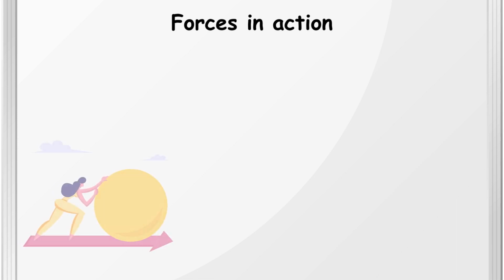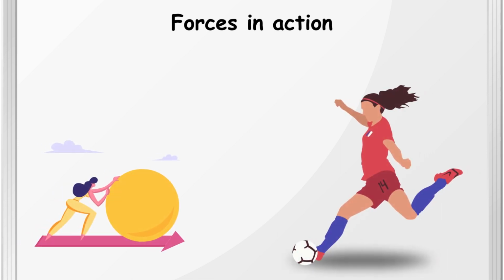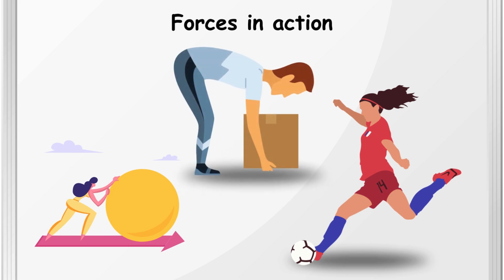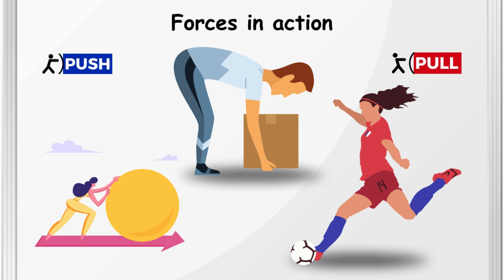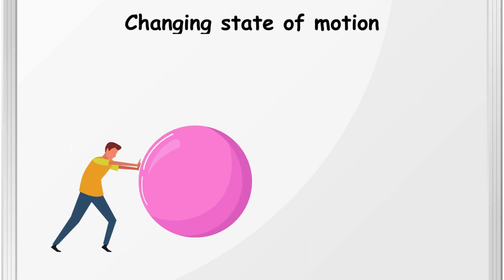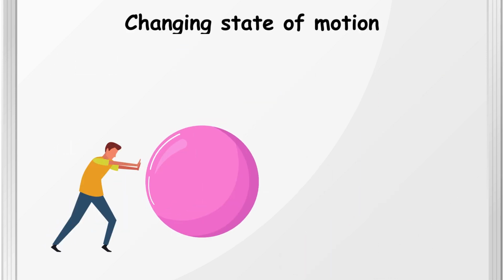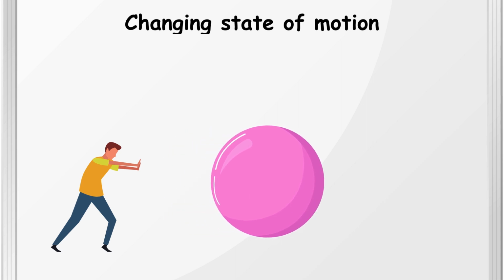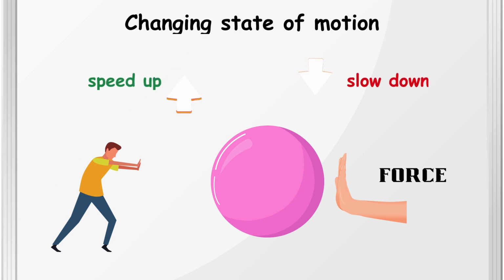When you push a ball, kick a football, or lift a heavy bag, you're applying a force. It can be a push or a pull, and it can change the state of motion of an object. Let's take a rubber ball for example. When you gently push it, it starts moving. Push it again while it's moving. Does it change speed? What if you put your hand in front of it? Your hand applies a force to a ball, changing its speed. Forces can make objects speed up or slow down depending on their direction.